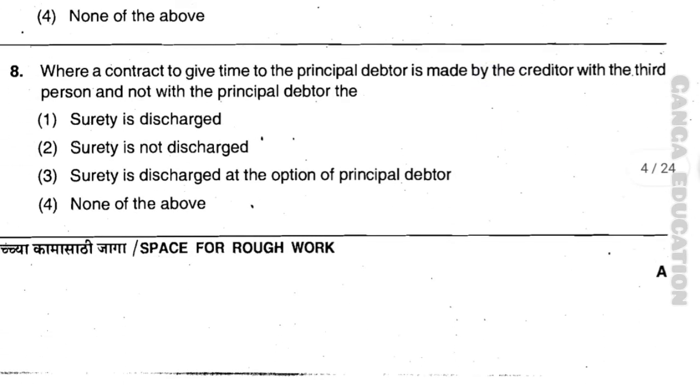Now question number 8, where a contract to give time to the principal debtor is made by the creditor with the third person and not with the principal debtor, option number 1, surety is discharged. Option number 2, surety is not discharged. Option number 3, surety is discharged at option of principal debtor. And option number 4, none of the above, and the correct answer is option number 2, surety is not discharged.